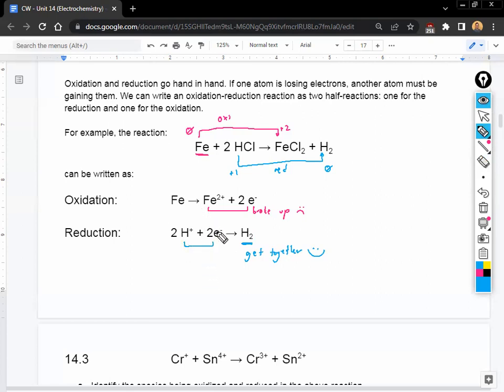Now, if you guys notice, there are free electrons on both of them, right? And the position of them depends on if it's oxidation or reduction. If it's oxidation, the free electrons are on the product side. And if it's a reduction half reaction, the electrons are on the reactant side. Okay, so just keep that in mind. Any questions about that? Easy peasy? All right, let's see if it's easy peasy.